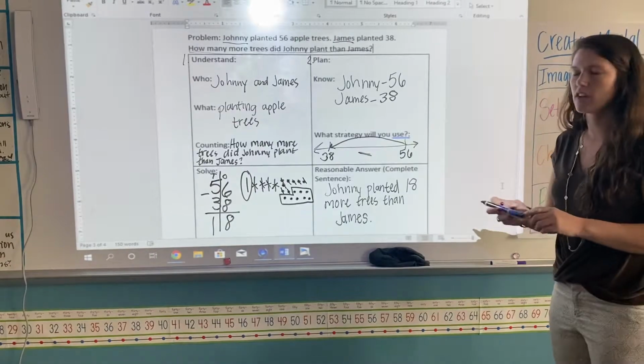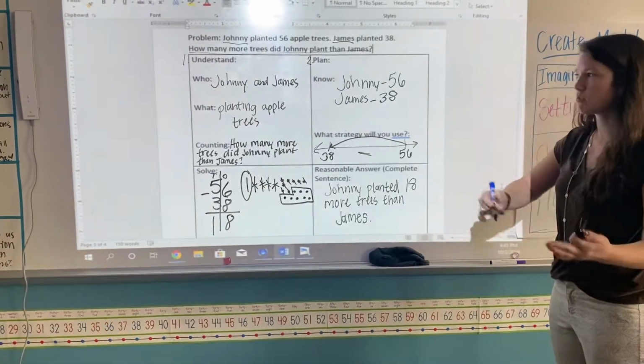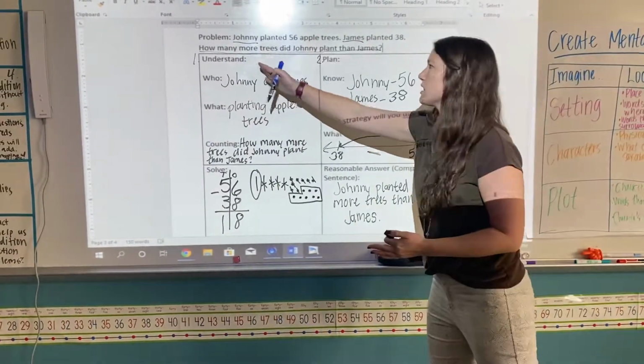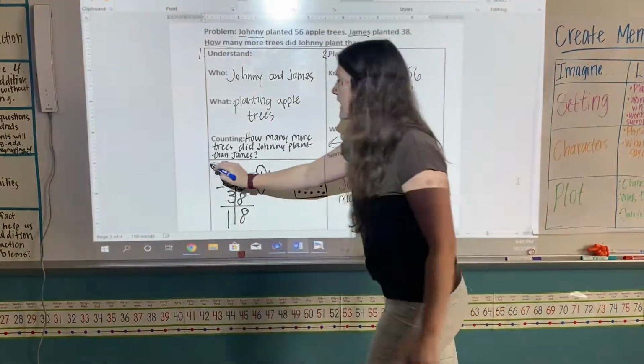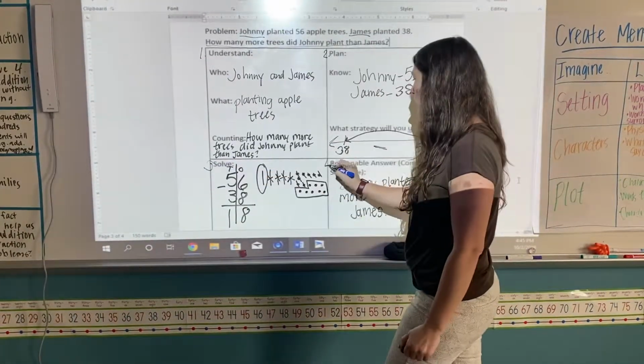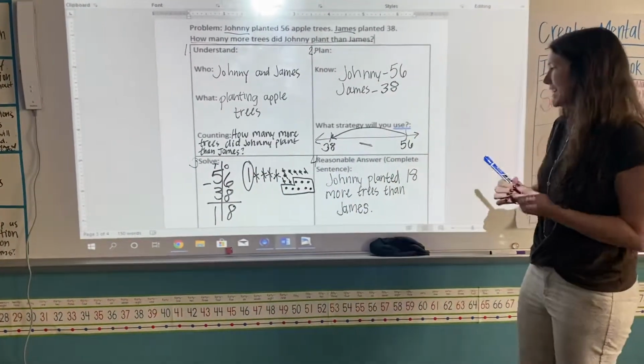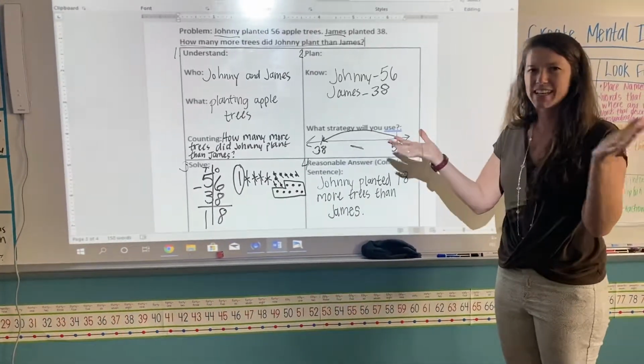And that's the problem solving mat. You can use this with addition or subtraction as long as you start here. Step 1, understand. Step 2, plan. Step 3, solve. And step 4, put your answer into a reasonable answer with a complete sentence. And that's it. If you have questions, let us know.